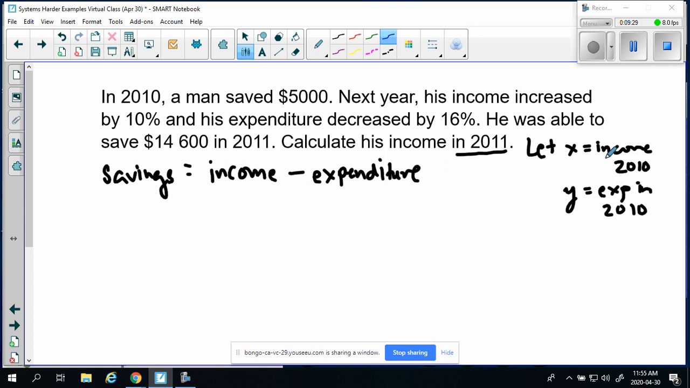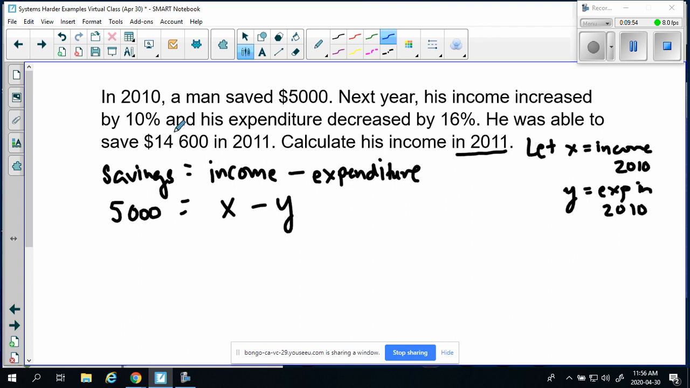Now, this is counterintuitive because what they're asking us is to calculate his income in 2011. But based on the clues that I'm given, I think it would be easier to just let it be in 2010, and you'll see why. Okay? So in the year 2010, he was able to save $5,000. His savings was $5,000. How come? Because he had his income, which was X, and you subtract your expenditure, which was Y.